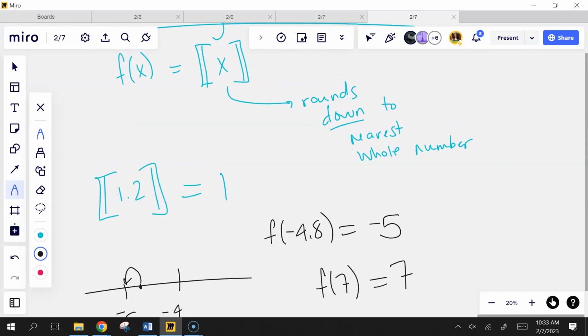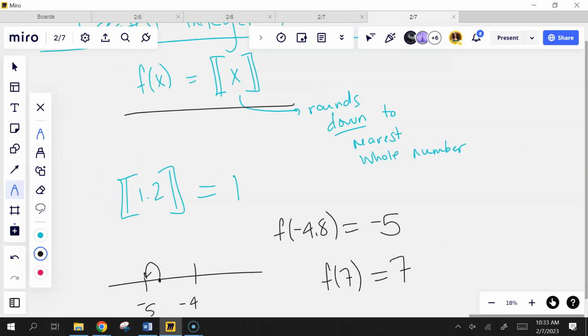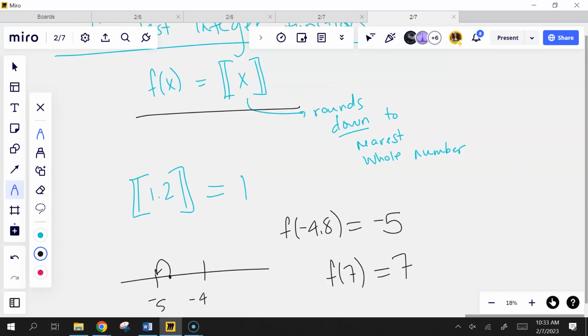Well, I already defined it. I said f of x is those cool little brackets. So what is f of 7? 7, right? We're going to talk about what this looks like graphed, but give me just a minute.